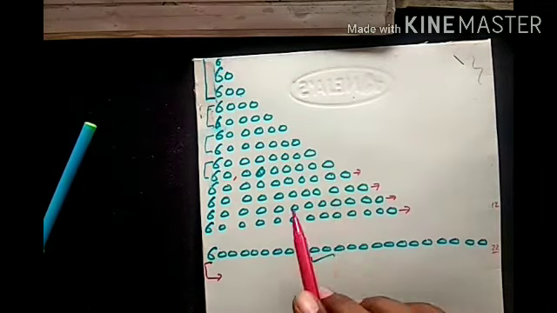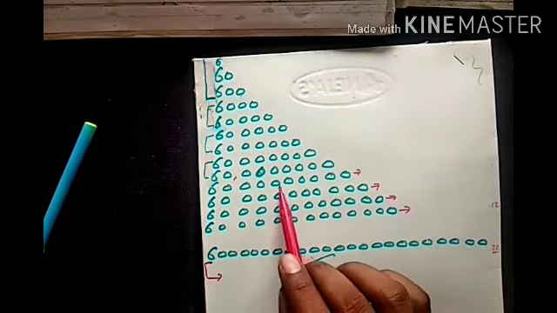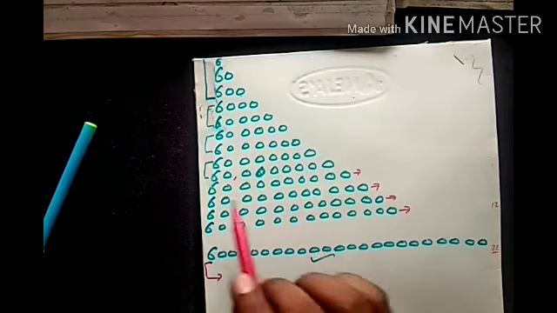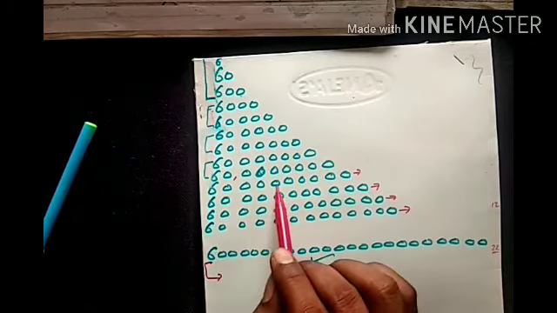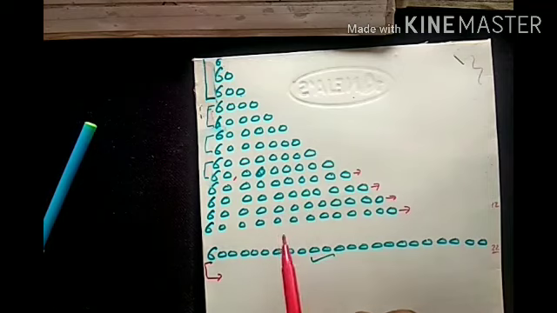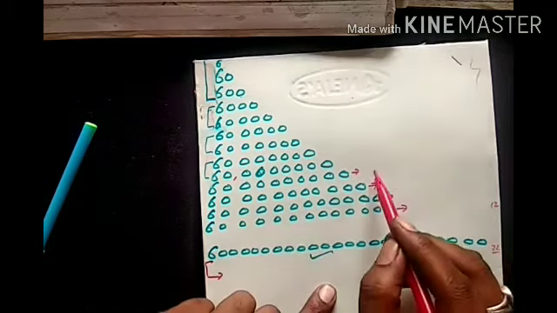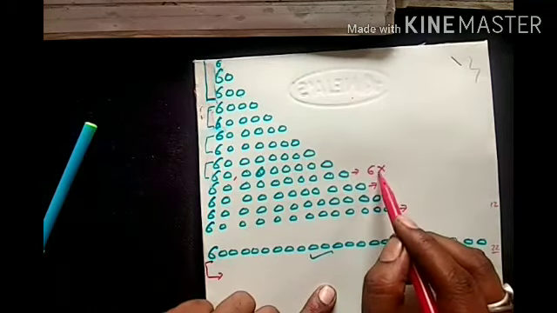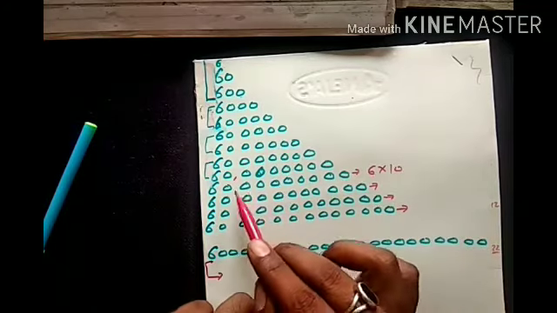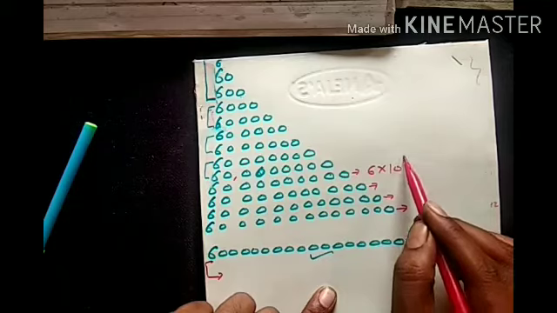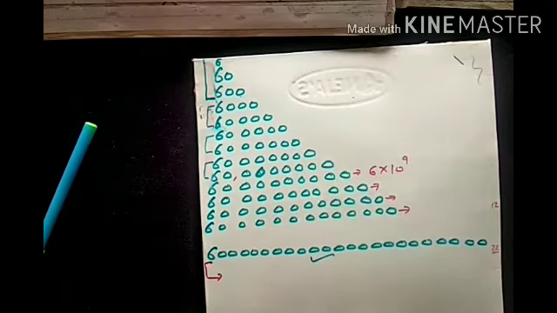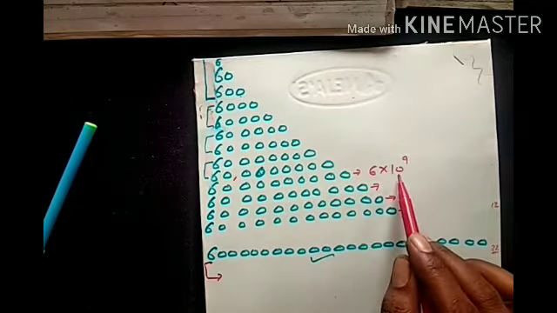So I will start from here, from the first red tick. Here the single digit is 6 and there are 1, 2, 3, 4, 5, 6, 7, 8, 9 zeros. So I will write it in the shortest way: it can be written as 6 multiplied by 10, how many times? 1, 2, 3, 4, 5, 6, 7, 8, 9. So 10 to the power 9. This form is the shortest form.